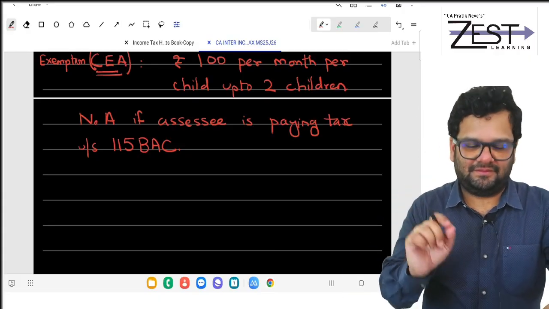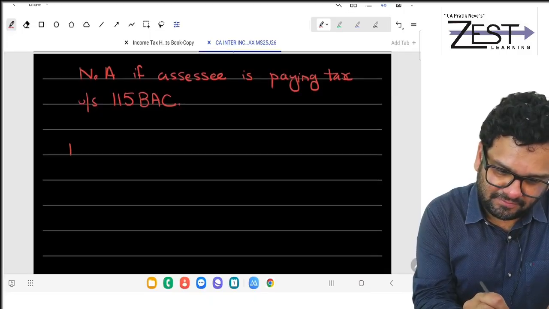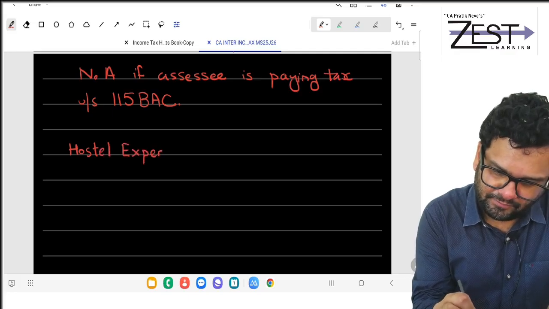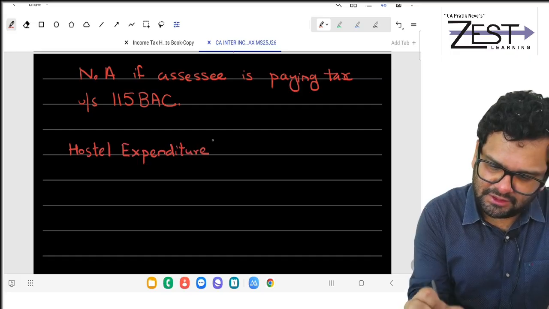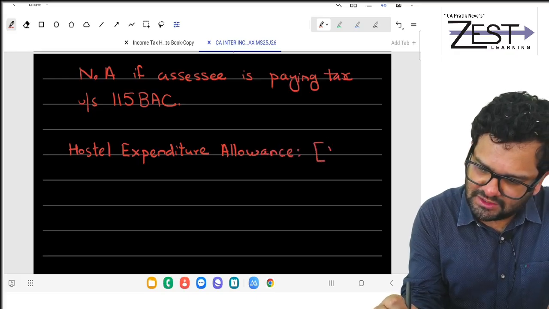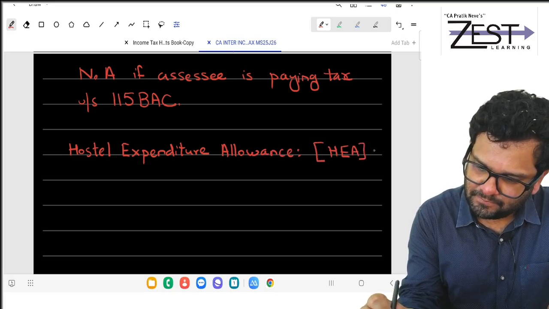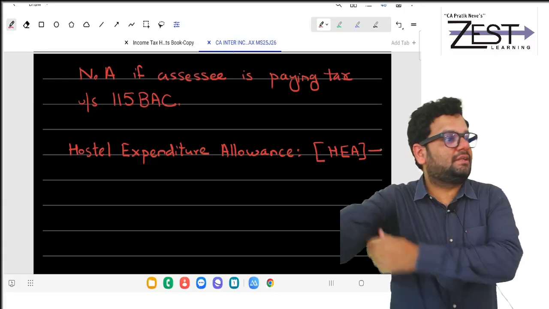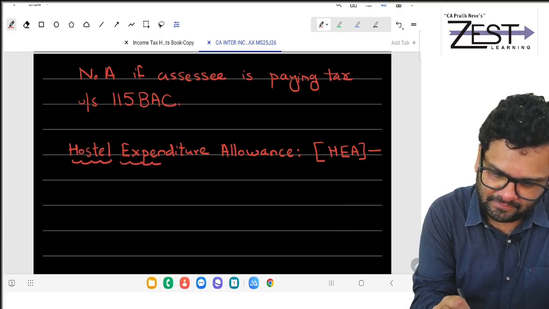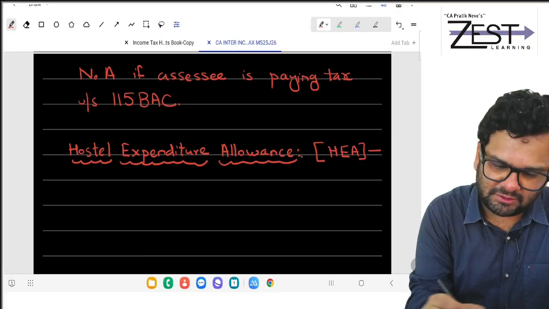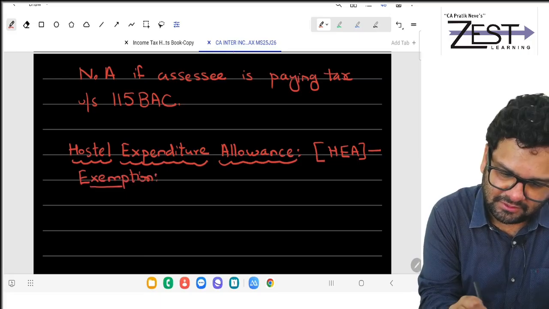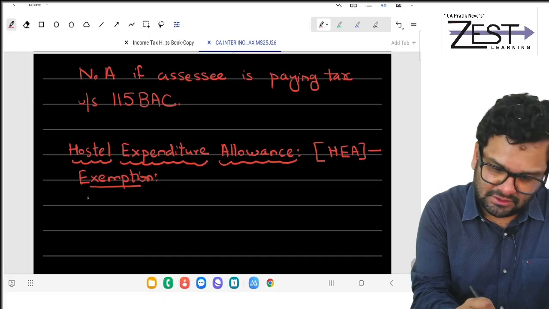Next, hostel expenditure allowance. How much of hostel expenditure allowance is exempted? So hostel expenditure allowance exempted is what I am discussing. Meaning of hostel expenditure allowance, what I am discussing? Exemption. So exemption is rupees 300.